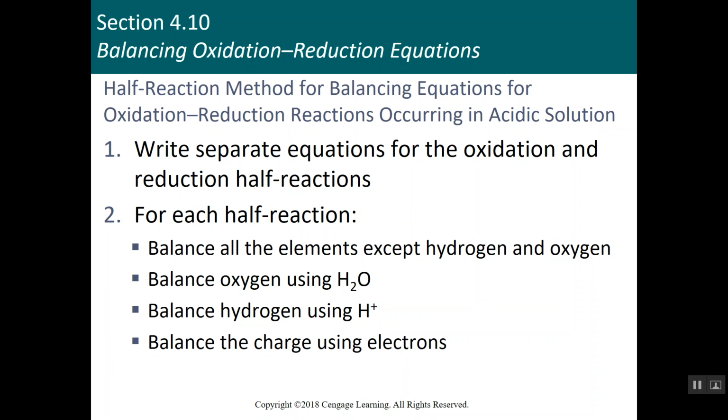We'll write separate equations for the oxidation reduction half reactions. For each half reaction, the first thing you'll do is balance all the elements except for hydrogen and oxygen. When you balance oxygen, you have to do that using water. And to balance hydrogen, you do that using protons or hydrogen ions. And you do have to do that in that order. Balance the oxygen first, then the hydrogen, and then when you're done with that, you'll balance the charge using electrons.